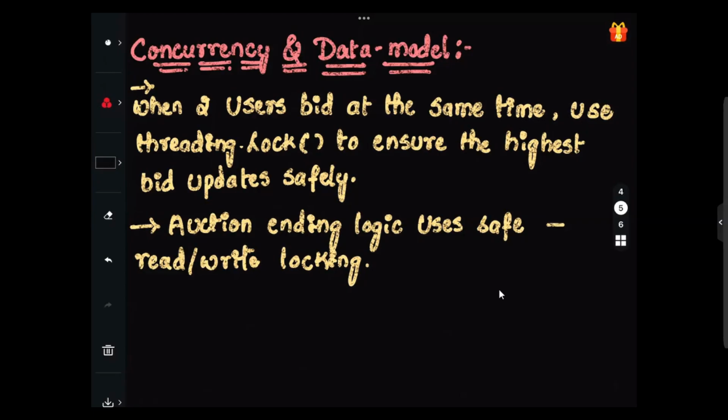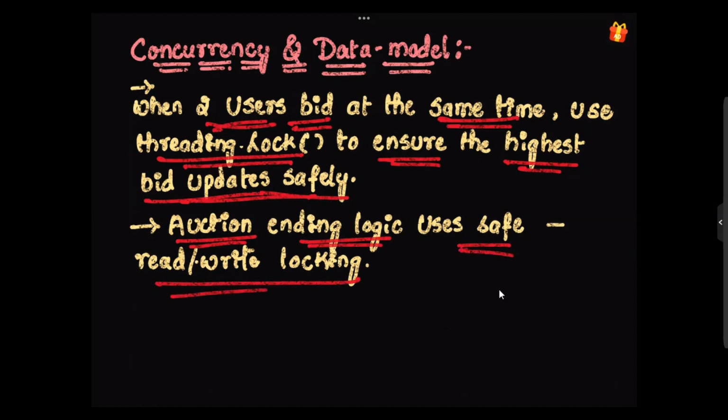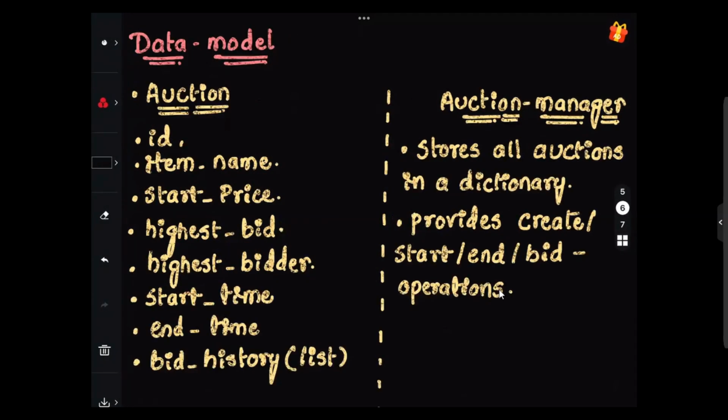For the concurrency part, when two users bid at the same time, we will be making use of threading.Lock because we have to maintain concurrency here, to ensure the highest bid updates safely. Then the auction ending logic uses safe read or write locking. You will see this when we write the code; the same thing will be implemented in the form of code. Next, let's move on with the data model part.